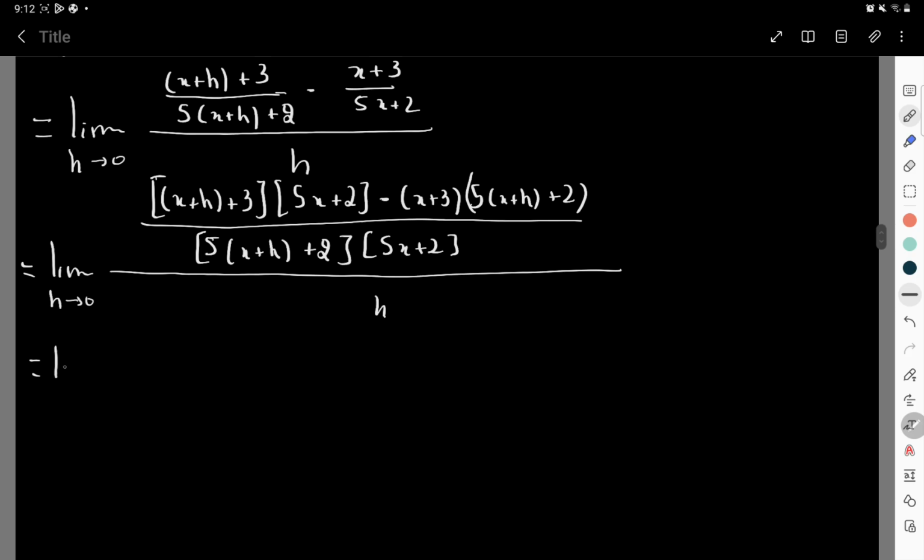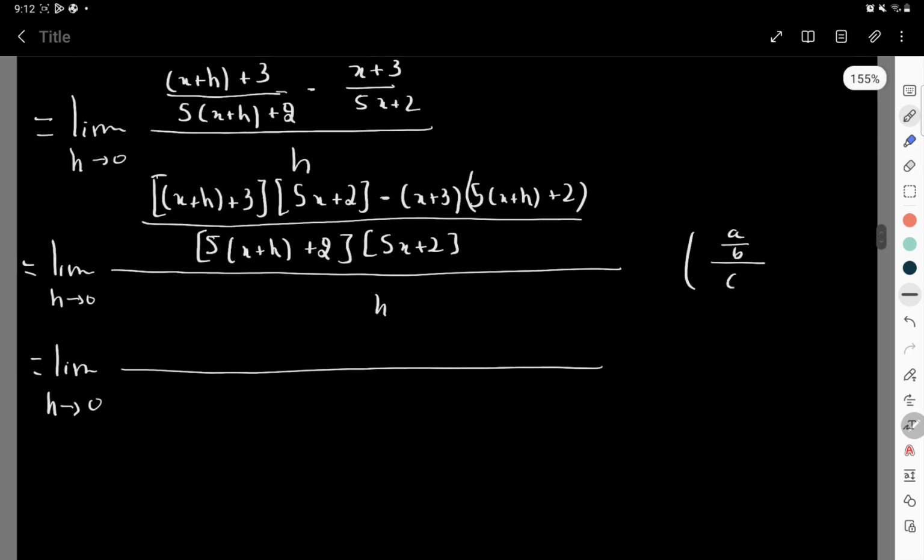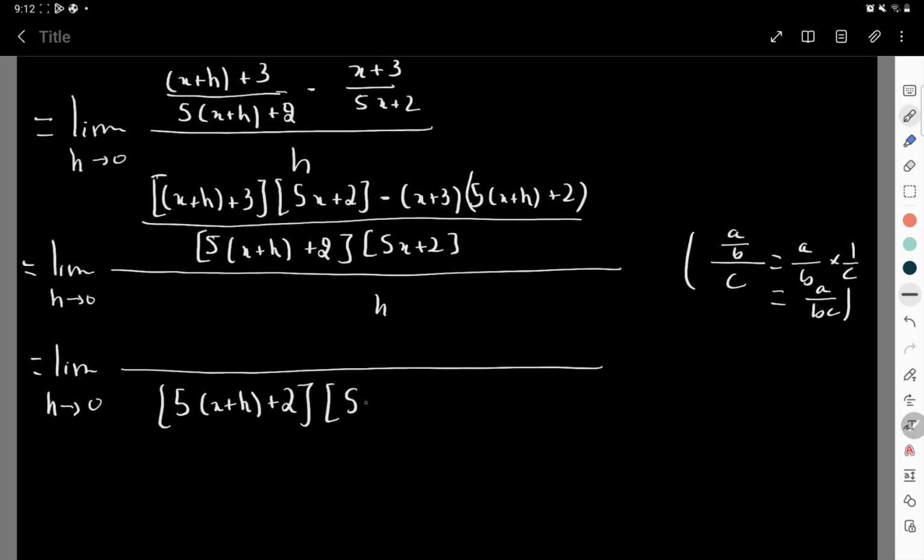Now notice here that I can rewrite this in the denominator. I can bring this thing down, right? Because a over b divided by c is just a over b times 1 over c, which is just a over bc. So really what I can do here is just bring the denominator of the fraction in the numerator down, and that's what I get.